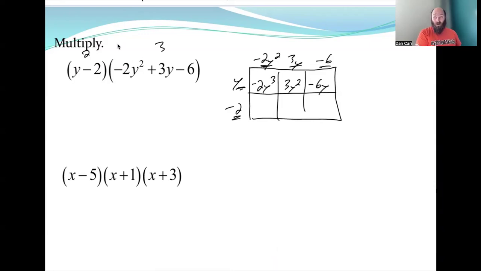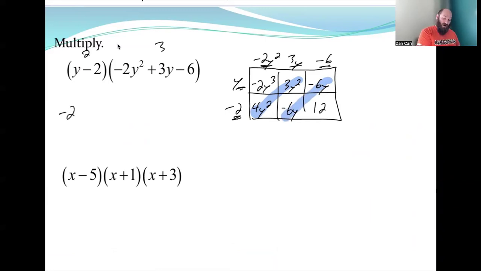So negative 2y squared times a negative 2 is positive 4y squared. 3y times a negative 2 is a negative 6y. Negative 6 times negative 2 is a positive 12. Now, I just need to find my like terms. In the box method like this, they're really organized. Most times they're going to be on this diagonal, like these two and like these two. They won't always be that way, but it's nice when they do.